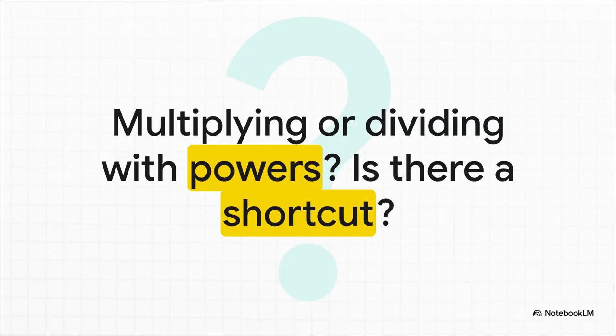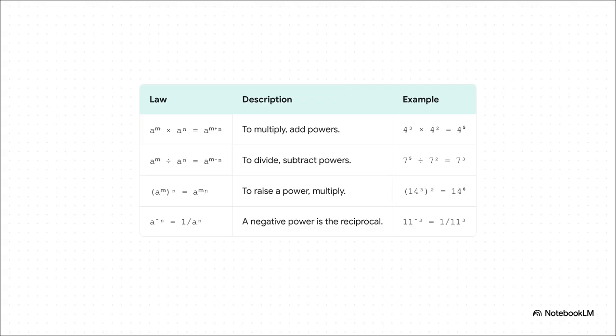So what happens when you've got a situation like this? Do you have to work out 4 cubed, and then work out 4 squared, and then multiply those huge numbers together? I mean, you could, but luckily, no, you don't have to. There are some really elegant rules that make it way, way easier. This table right here, this is our cheat sheet. These are the laws that let you simplify really complex-looking stuff in a flash.